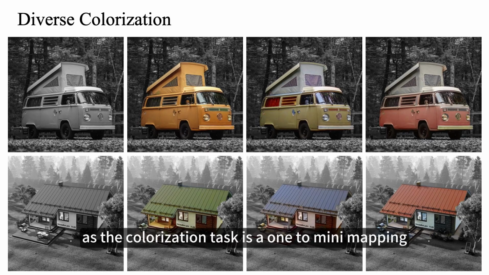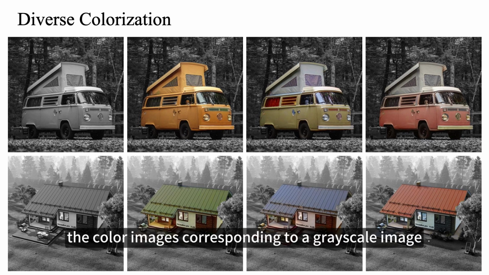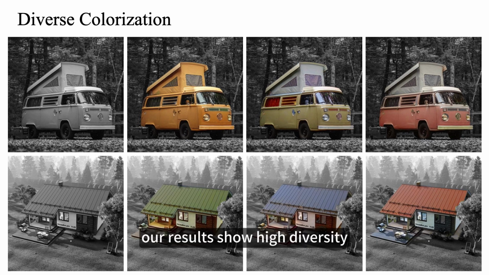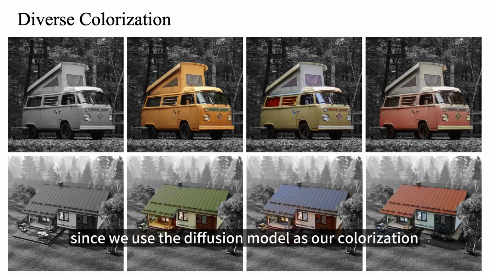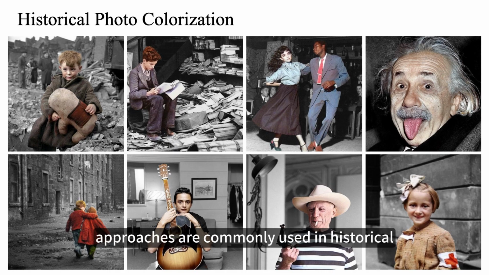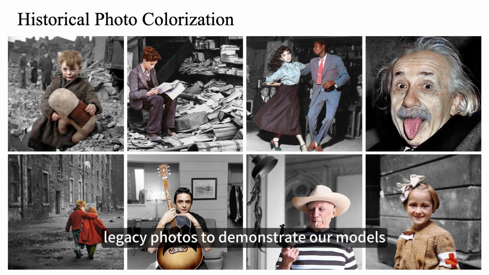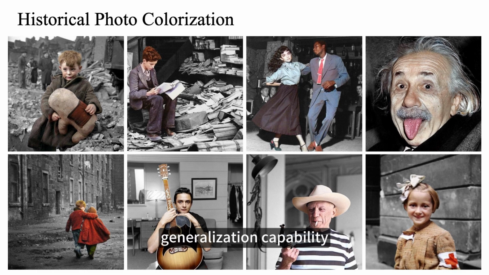As the colorization task is a one-to-many mapping problem, the color images corresponding to a grayscale image may be diverse. Our results show high diversity since we use the diffusion model as our colorization backbone. Image colorization approaches are commonly used in historical photograph repair. We provide our colorization results on legacy photos to demonstrate our model's generalization capability.